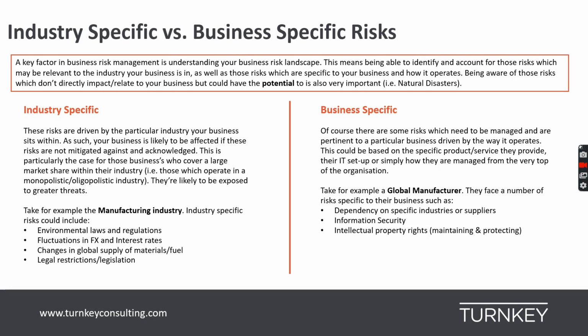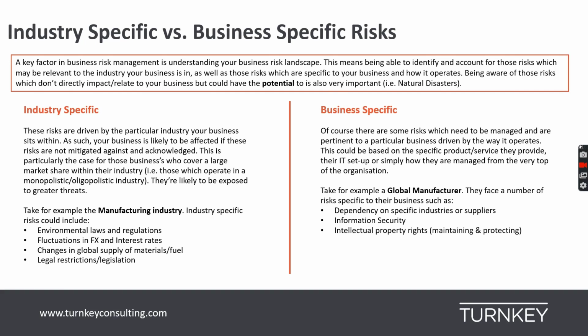We also need to take into account those risks specific to the industry your business sits within, as well as those risks related to the business itself. In terms of risks relating to the industry, these are likely to have some level of impact on all of the businesses within it. However, it could be argued that those businesses which cover a large market share within their industry, take for example monopolistic or oligopolistic industries, are likely to be exposed to greater threats. Let's take for example the manufacturing industry. Organizations within it could be exposed to environmental laws and regulations, fluctuations in FX and interest rates, changes in global supply of materials or fuel, or even risks driven by legal restrictions.